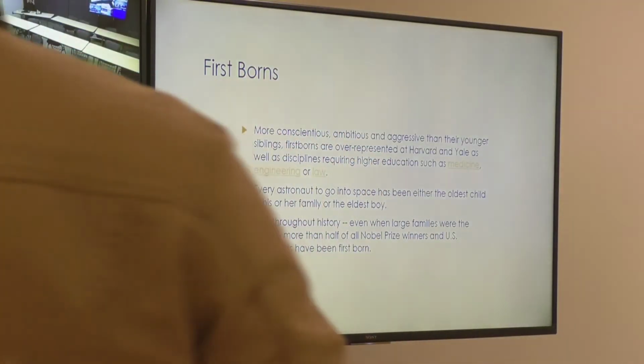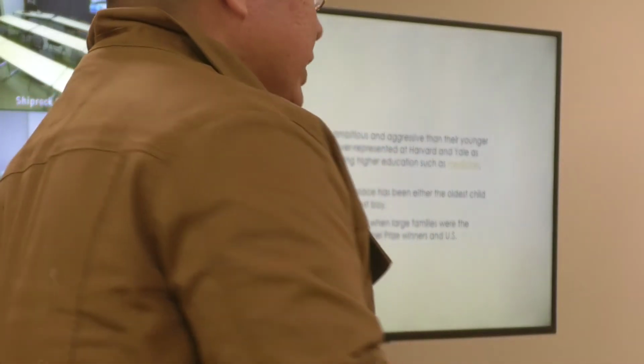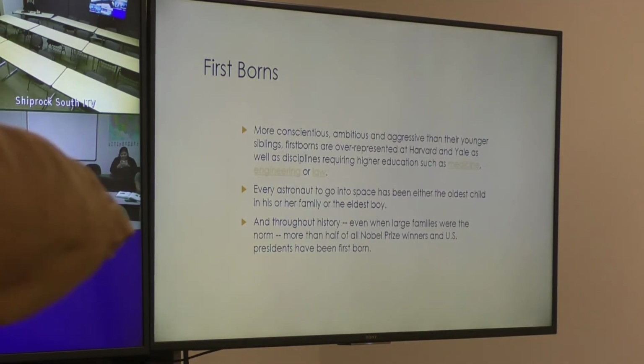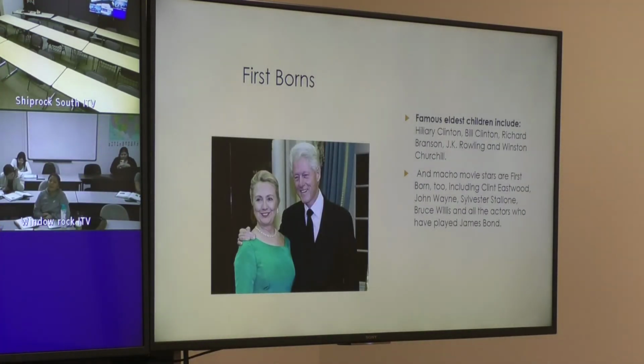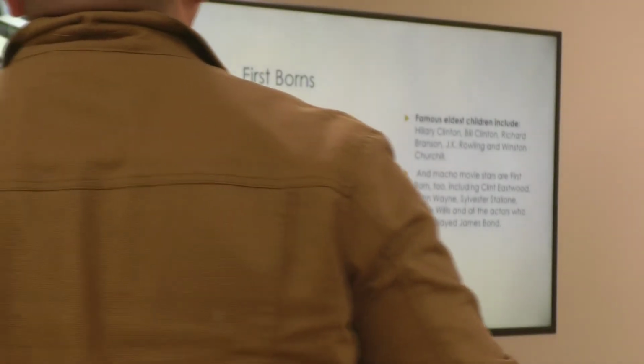Firstborns, again, tend to be in higher education as well as in the area of medicine. And I can vouch for that. My sister is a nurse practitioner. She has her master's degree. So initially, that's where she's at. For me, I'm the youngest. So I'm, I have nothing.